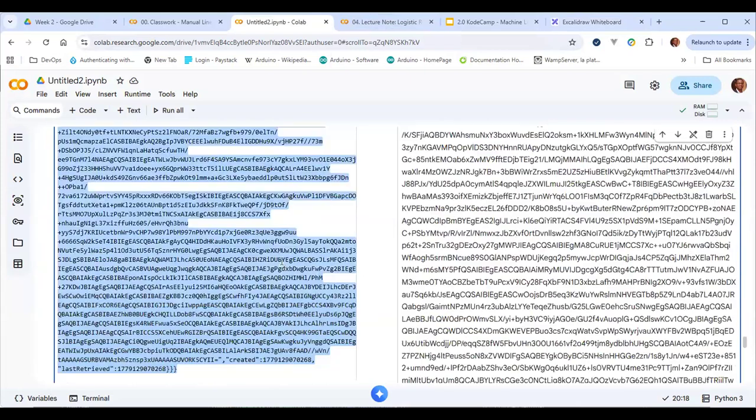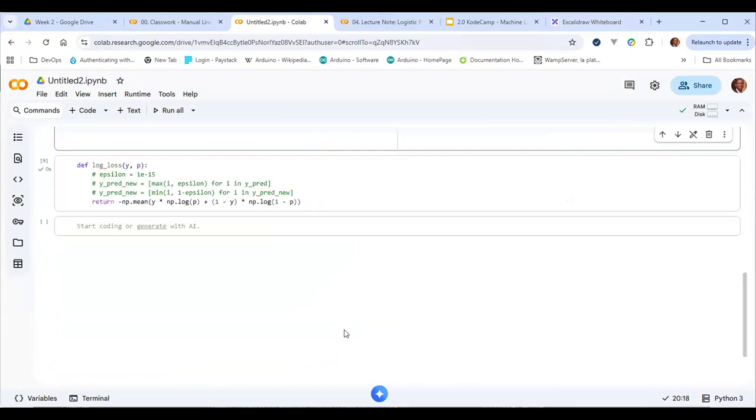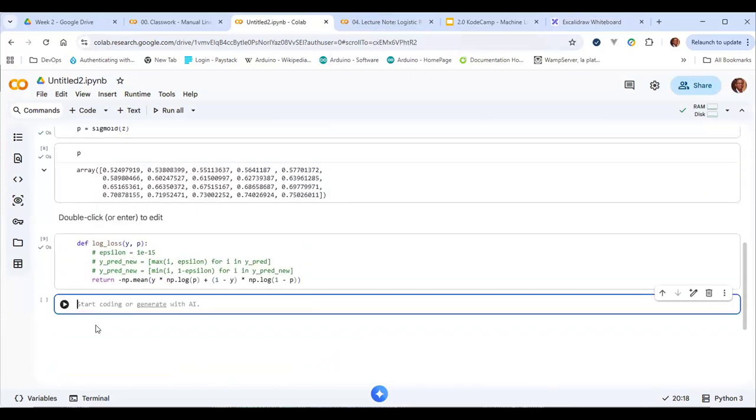Okay, so I was trying to paste that image, but it doesn't look good. So let's forget about that.